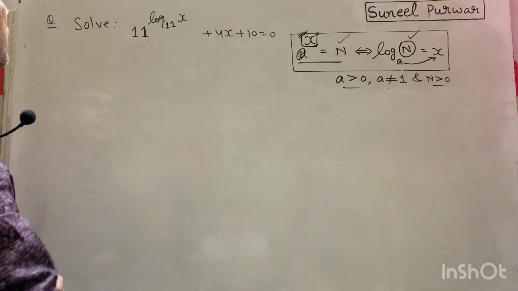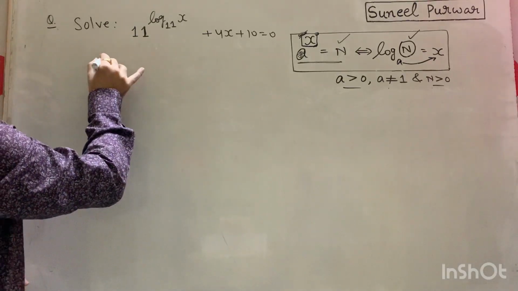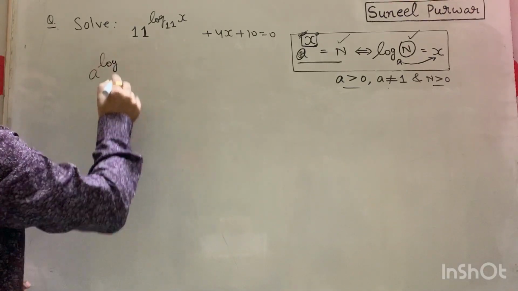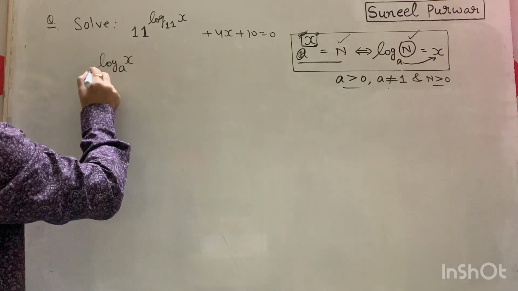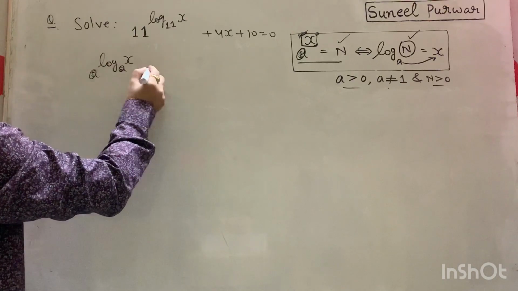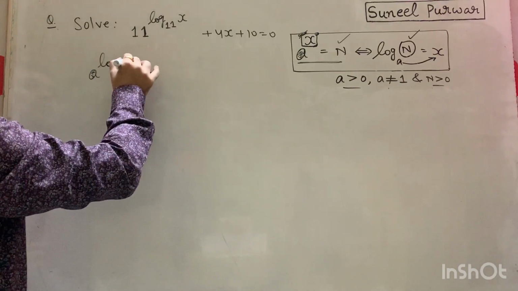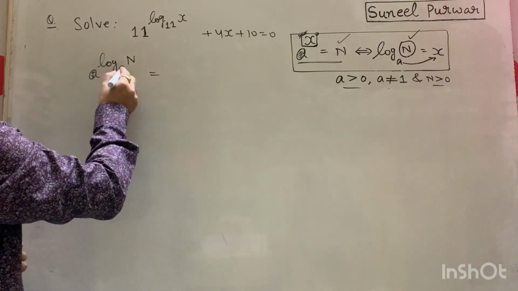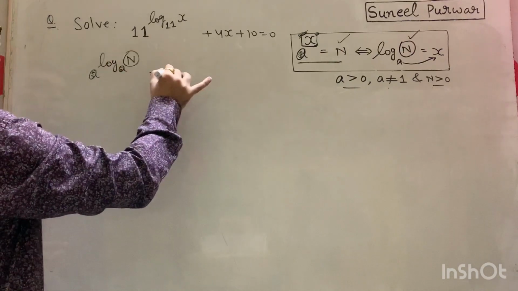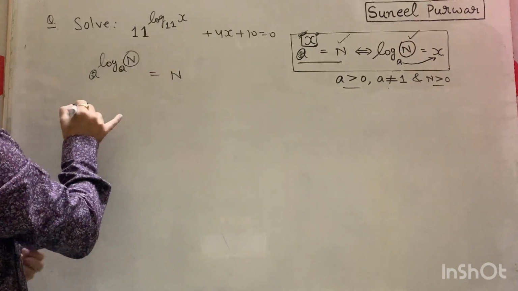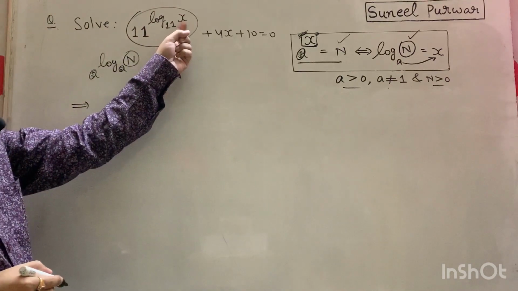Now you see, using this property which I have told you, a to the power log of x base a, if these two bases are the same, the answer is directly this number. So this property will mean this quantity would become what? X. This quantity would become x.